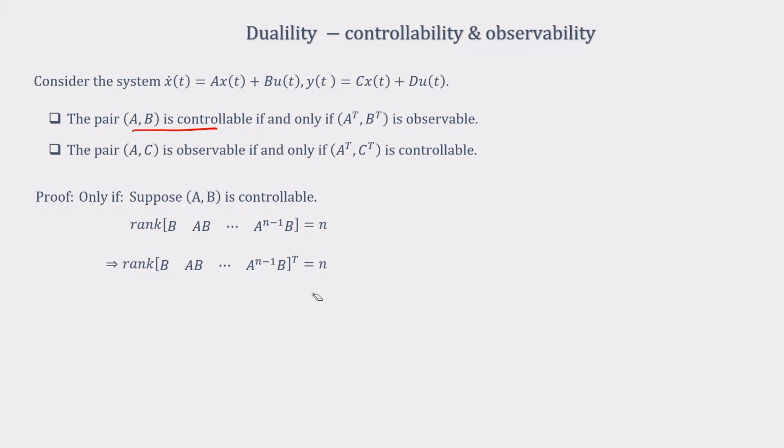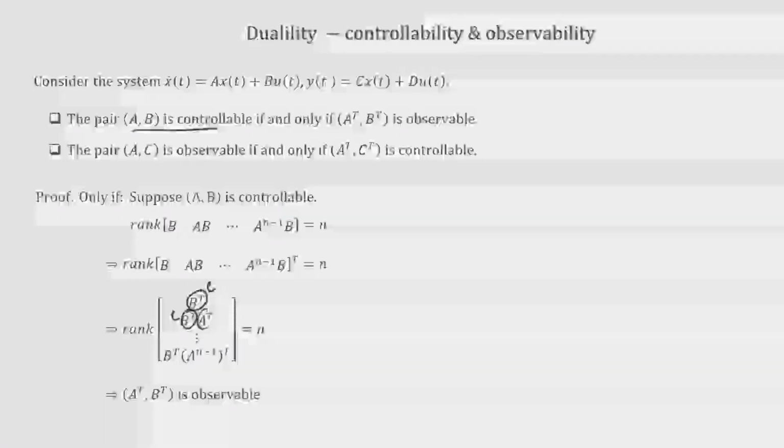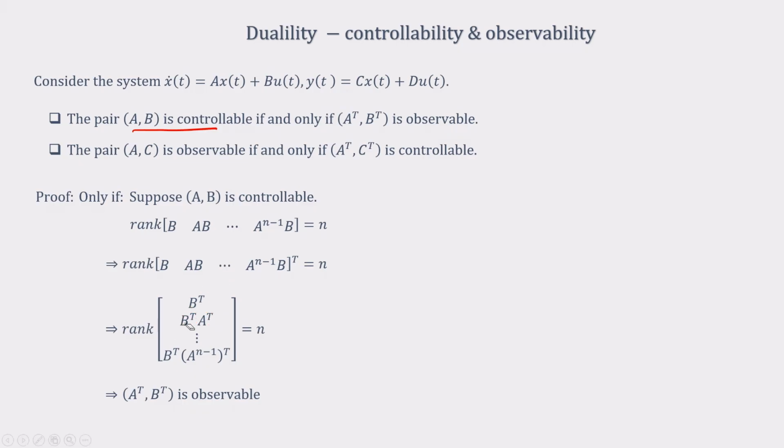So, which means that I can write it like this. In other words, if I take a transpose of this matrix, the transpose will come out to be B transpose, B transpose A transpose, and so on. And notice this looks like this. If I consider this as C, this is another C, this is another A. So, this looks like C, CA, CA square, up to CA to the power of n minus 1. So, B transpose is your new C, A transpose is your new A. So, A transpose B transpose must be observable.